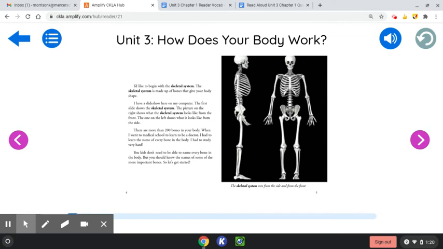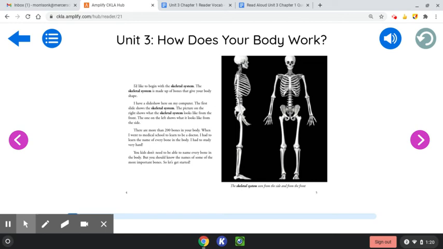I'd like to begin with the skeletal system. The skeletal system is made up of bones that give your body shape. I have a slideshow here on my computer. The first slide shows the skeletal system. The picture on the right shows what the skeletal system looks like from the front. The one on the left shows what it looks like from the side.